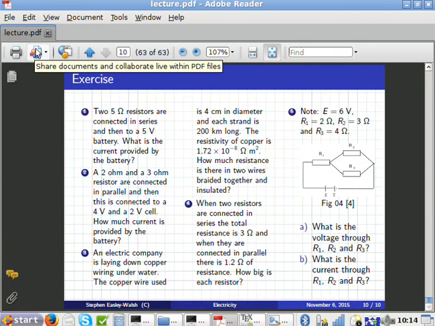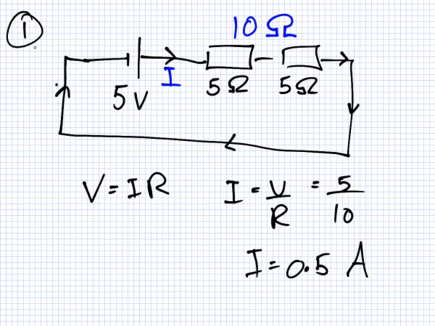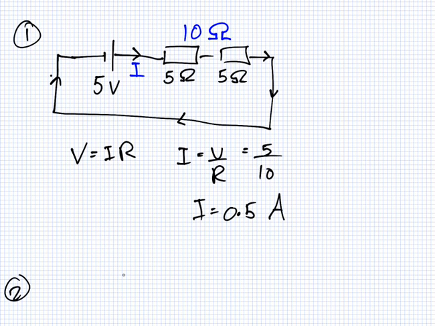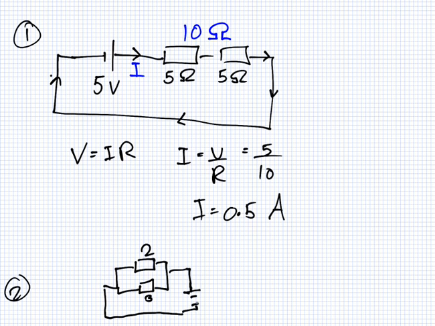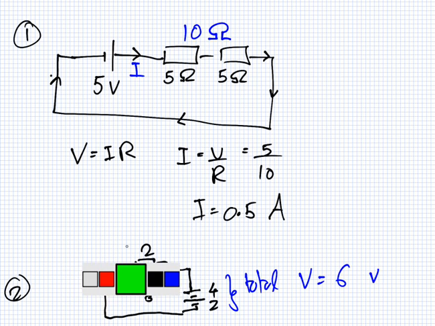The second one is 2 and 3 ohms are connected in parallel to a 2 and 4. Okay, so in this one here, you have 2 ohms and 3 ohms connected to, what did I say? A 2 and a 4, wasn't it? So, total V equals 6 volts. And then here the total resistance.